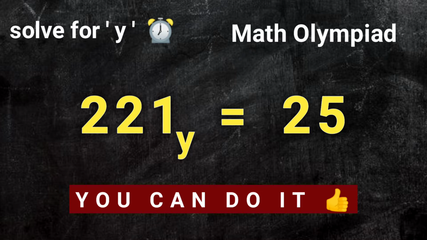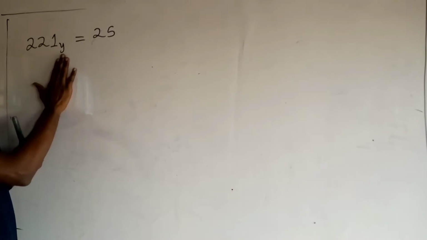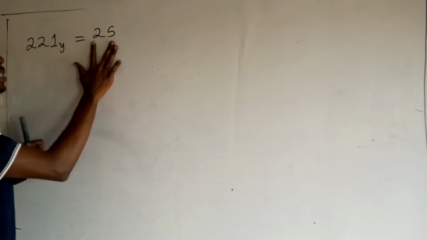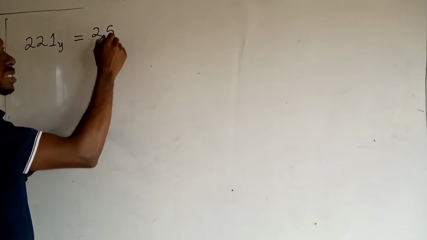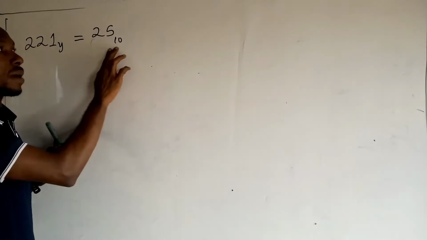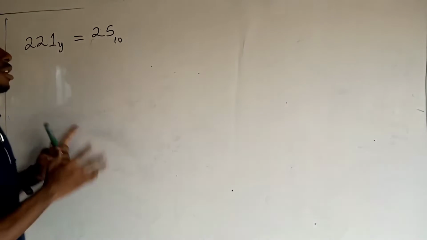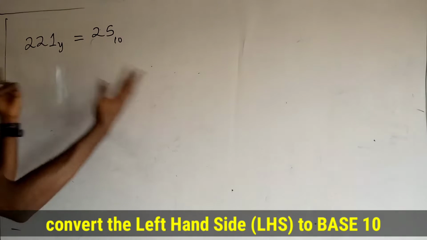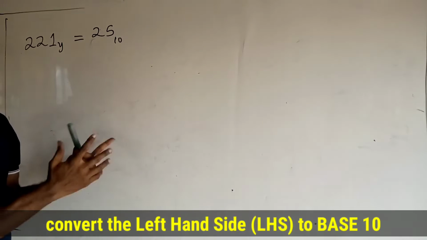Okay viewers, in this question we want to figure out the value of y. This is called 221 base y, and this guy is 25 base 10. When a number is written without any base, that number is automatically in base 10. So the first thing we want to do is to convert these guys to base 10 and we solve the equation and get the value of y.